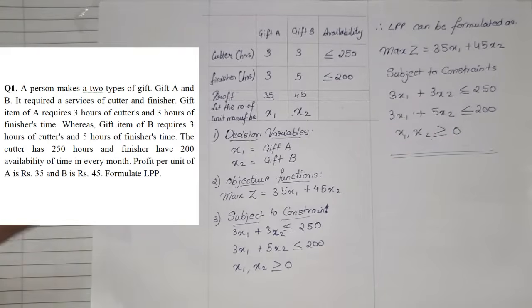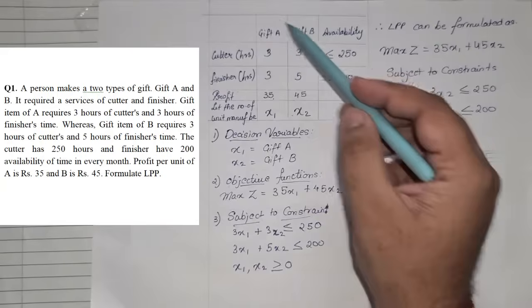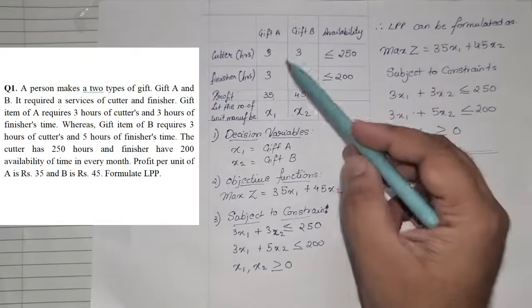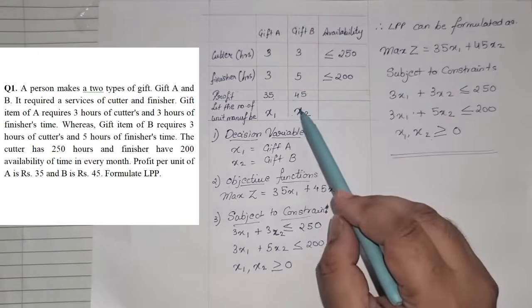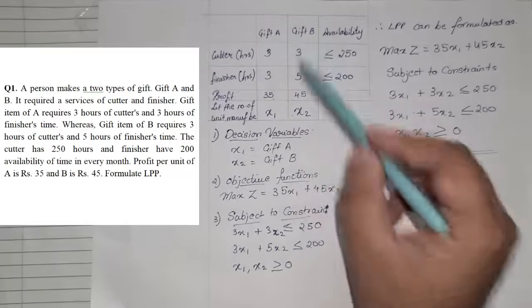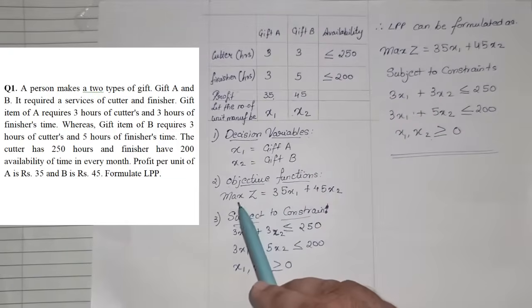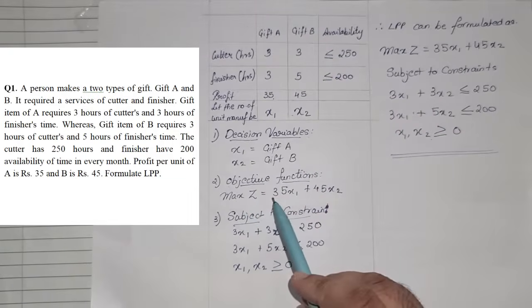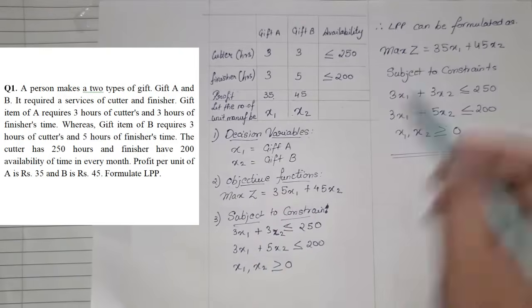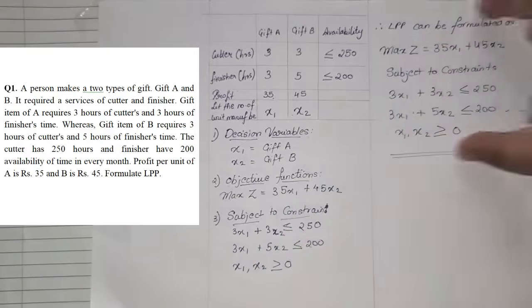That's it. This is how you need to solve the sum based on LPP formulation. So this is tabular formulation. Whatever data was given, we make it in table form. Decision variables will be x1, x2, named as per whatever product is given. Then the objective will be either maximization or minimization, then subject to constraints, and finally you formulate the LPP.